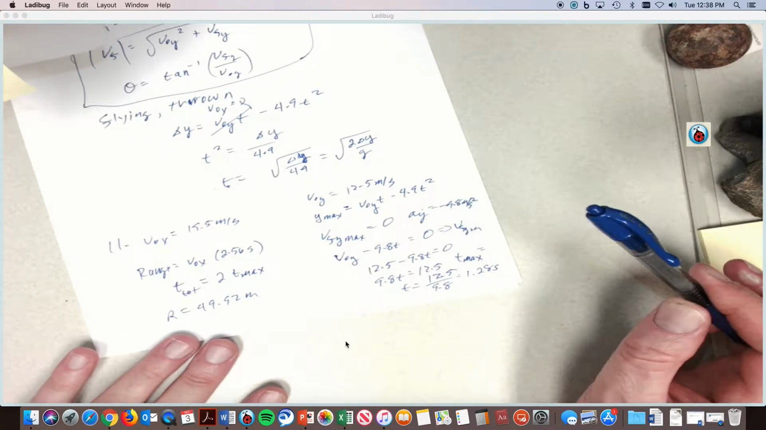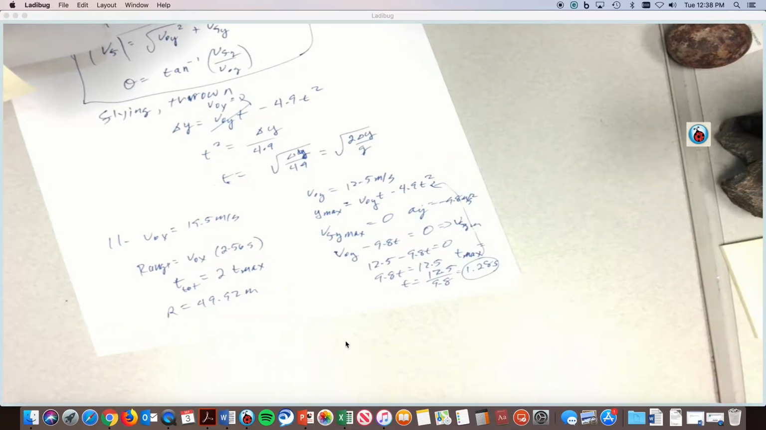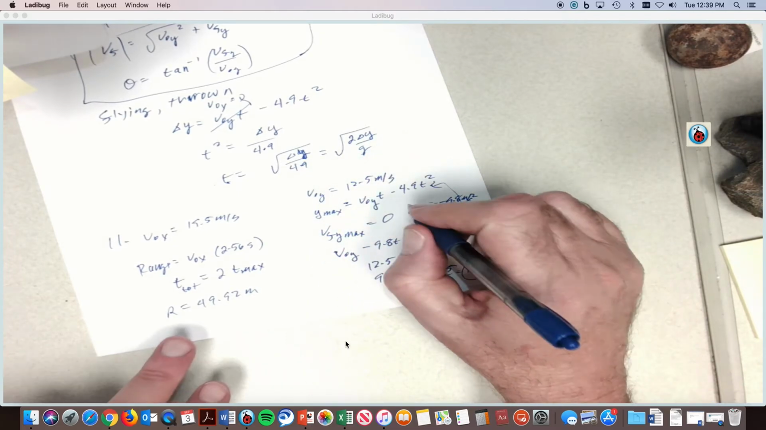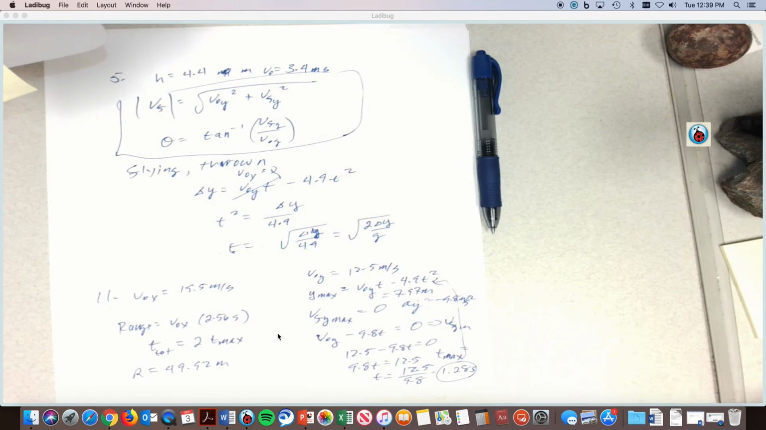I can just plug this t into here, and I should get it. So I'll plug this guy into here, and I've got it. Then I'll show you another way to do the maximum height too. It comes out to 7.97. All right. Worked out like a charm.